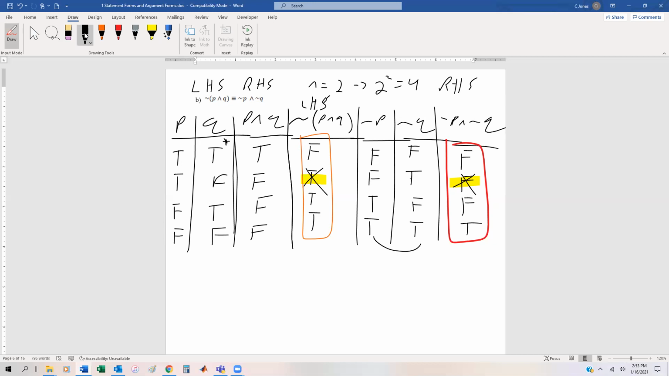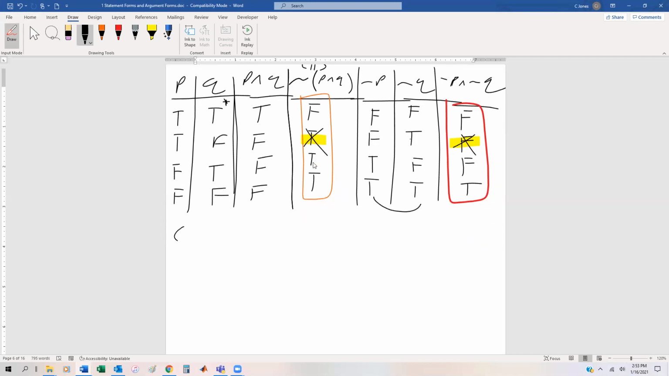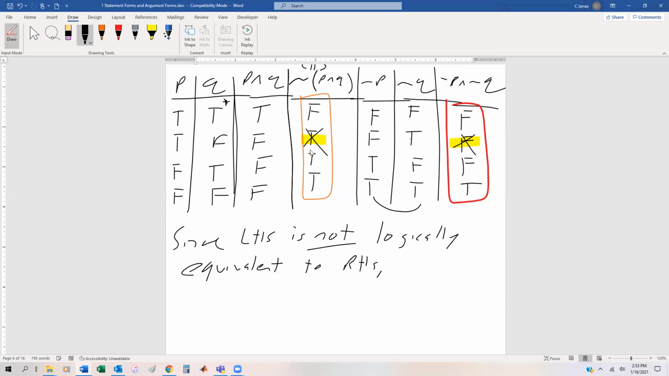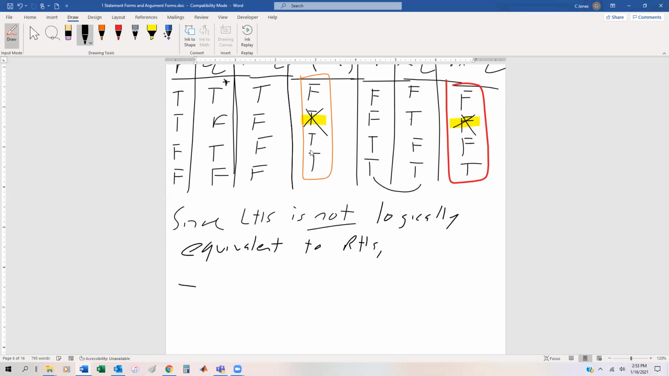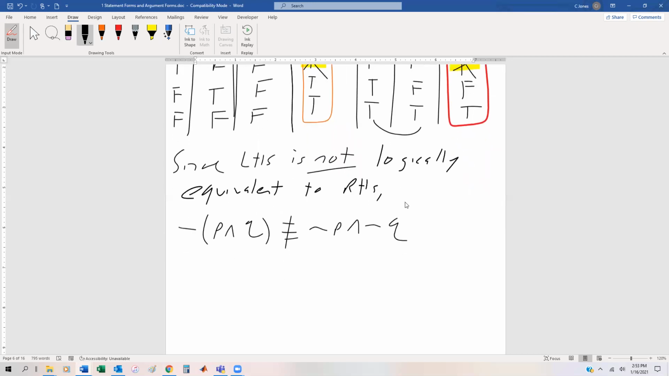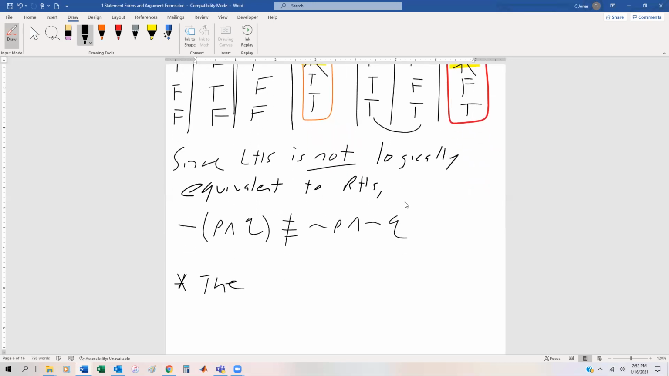All right, so what can we say? So that means that since the left-hand side is not logically equivalent to the right-hand side, that means that the negation of P and Q is not logically equivalent to not P and not Q. Or we can say the original equality is false, or the original equivalence.